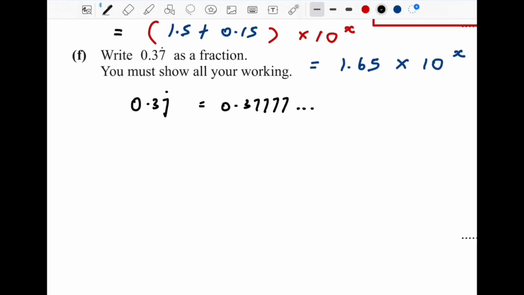Okay, dot dot dot. So when it's one digit repeated, I think you must show all your working. Okay, so our working will be as such. We let x to be 0.3777, up to you how many you want to repeat. Just put a dot dot dot.